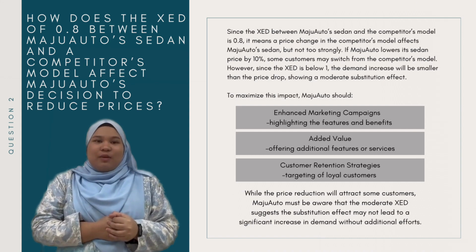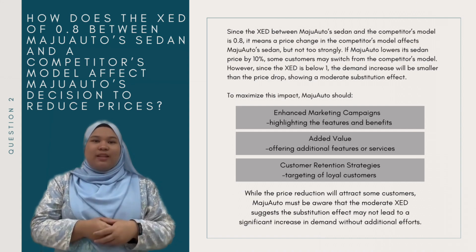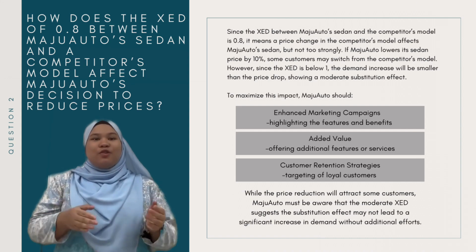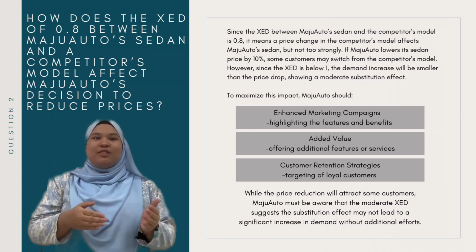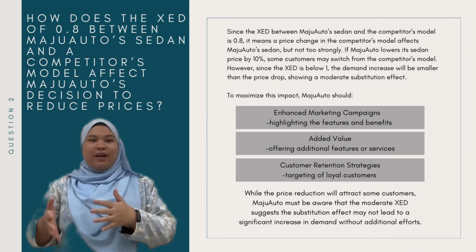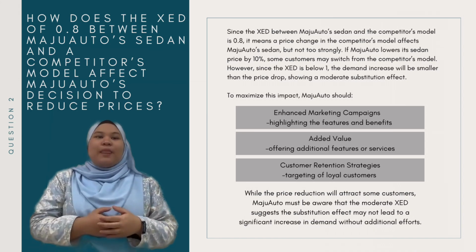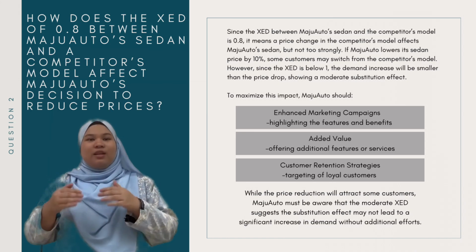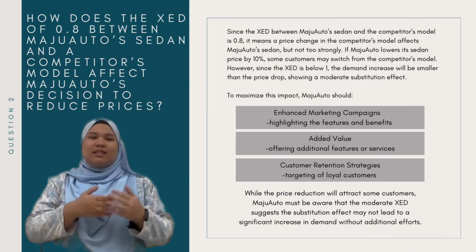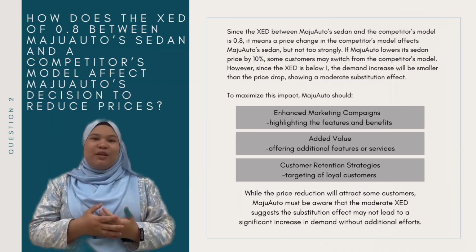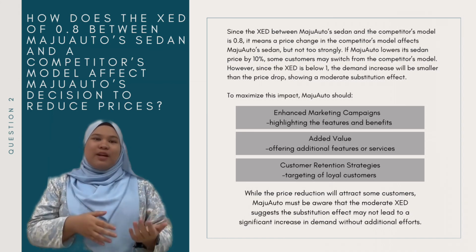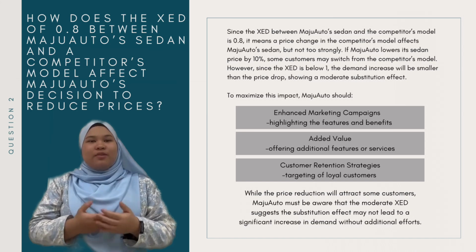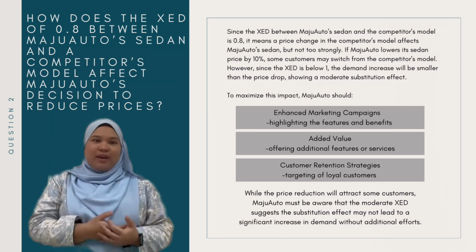The XED between Maju Auto Sedan and the competitor model is 0.8, meaning a price change in the competitor car affects our demand but not strongly. If we lower our price by 10%, demand will increase by only 8%. Since XED is below 1, the demand increase is smaller than the price drop, showing a moderate substitute effect.